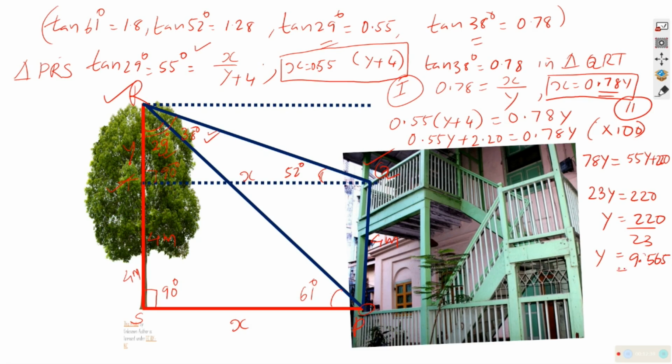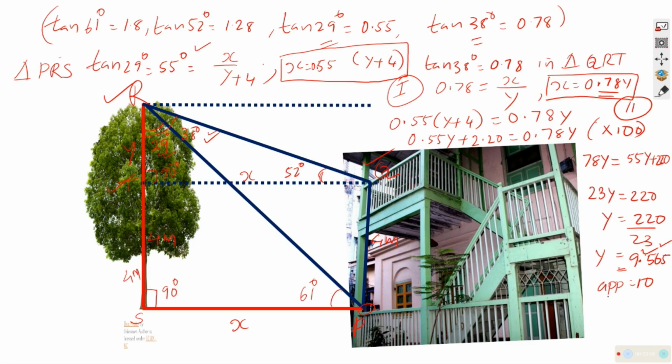9.565 क्वेश्चन में दिया था आपको ये नियरेस्ट डेसिमल में एडजस्ट करना. 9.5 के बाद 6 होने की वजह से you are asked to adjust it for next 10. That means approximately it is 10 only. So we got it, y is equal to 10.